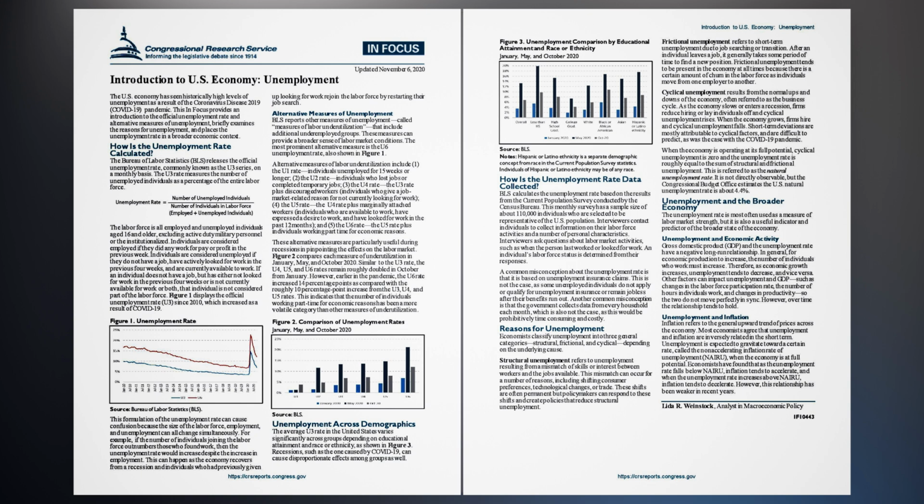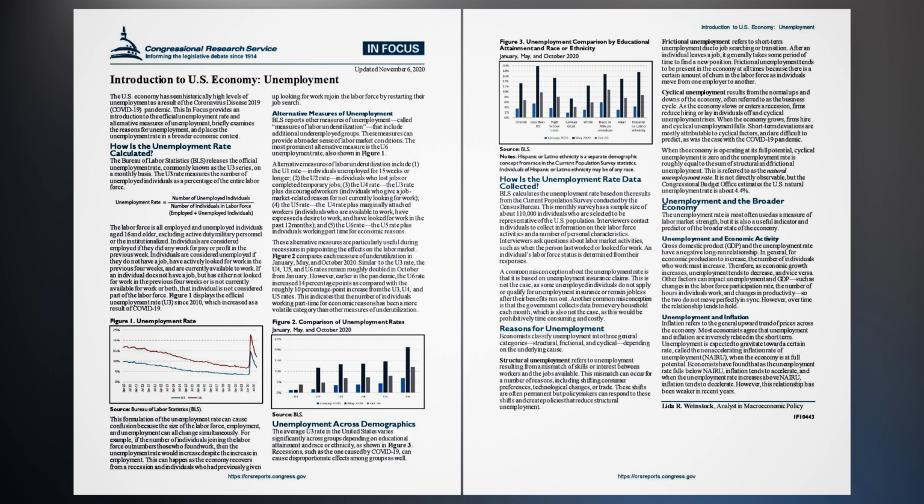Alternative measures of unemployment. BLS reports other measures of unemployment, called measures of labor underutilization, that include additional underemployed groups. These measures can provide a broader sense of labor market conditions. The most prominent alternative measure is the U6 unemployment rate, also shown in Figure 1. Alternative measures of labor underutilization include: 1. The U1 rate, individuals unemployed for 15 weeks or longer. 2. The U2 rate, individuals who lost jobs or completed temporary jobs.